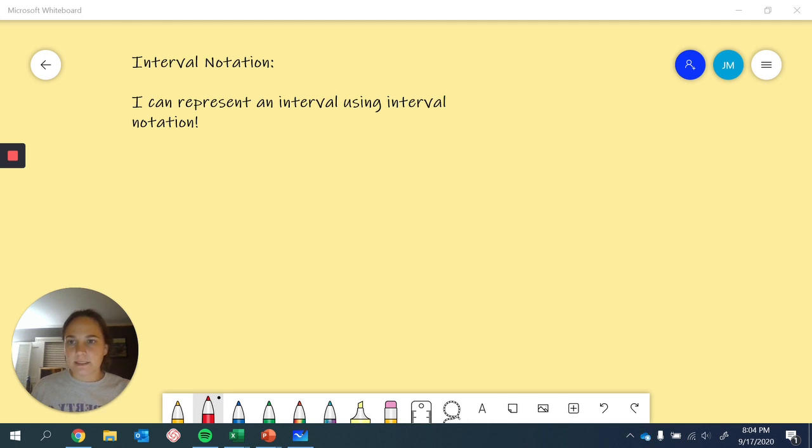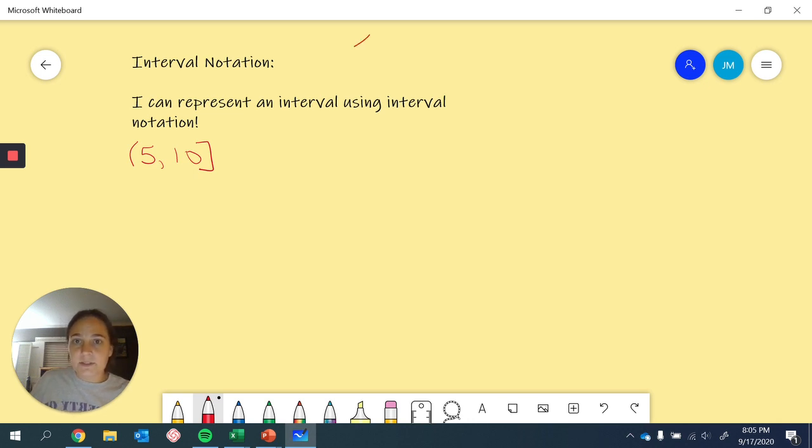So for example, you might have something that looks like this: (5, 10]. Okay, now notice that this 5 has a parenthesis, and this 10 has a bracket. That's intentional. The parenthesis and the bracket mean different things.